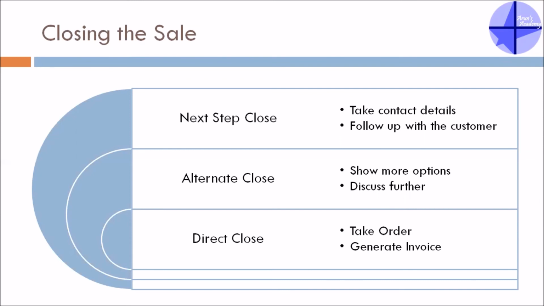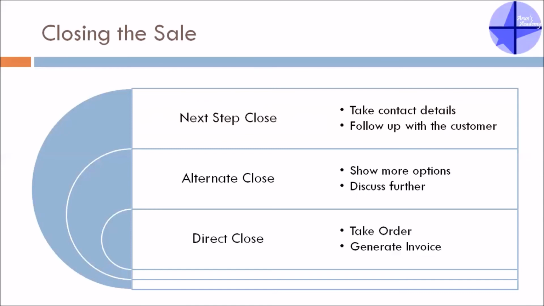The next type of close is called alternate close. Now everything is clear, but the customer might ask you to show some more options, some more products or services with a little different features, advantages, and benefits. Maybe some more discussion is needed. Everything is done, but probably he's not clear about the mode of payment. Whether he should pay by check, by digital transfer, or make a cash payment. These kinds of things are called alternate close. Alternate closes are also quite common, but compared to the next type of close, this is also a very small percentage of people.